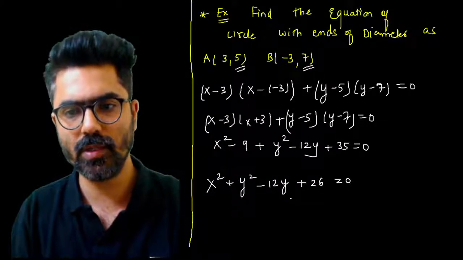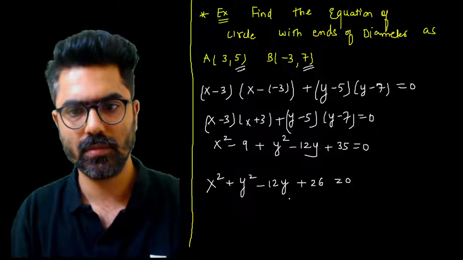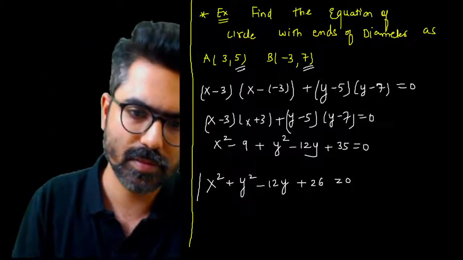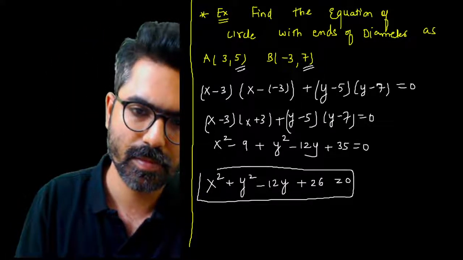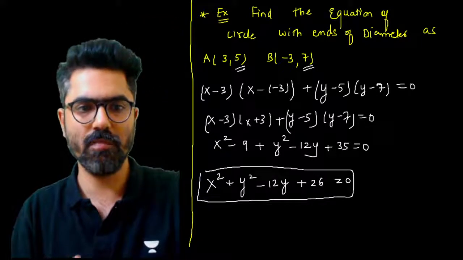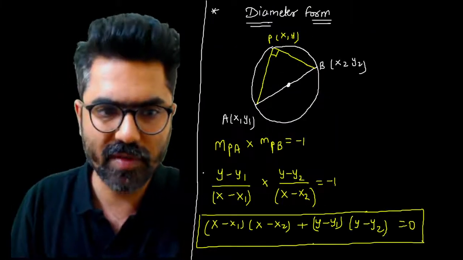These are the endpoints of the diameter, and this is the equation of the circle. I hope this is clear. A simple format is given. Using that format, we can find the equation of the circle. Next.